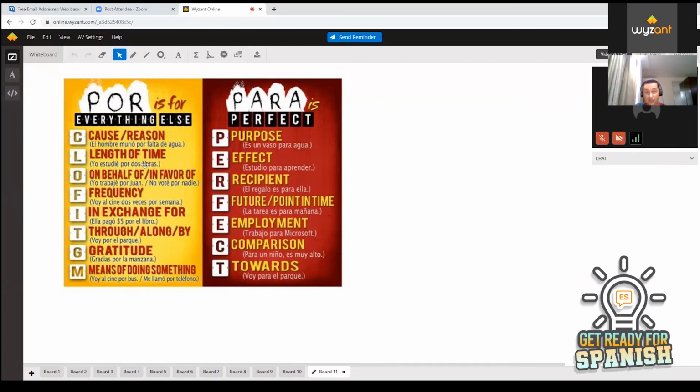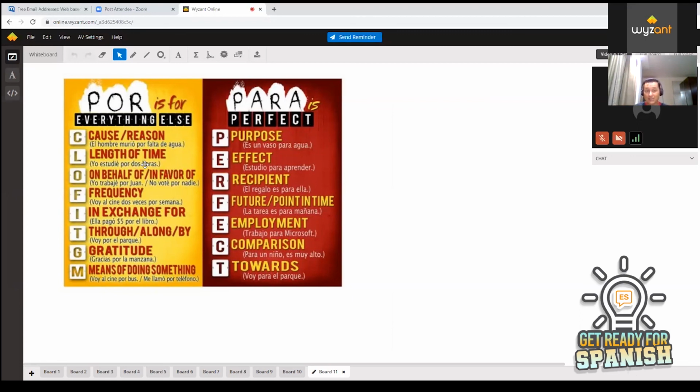But in English, it still will be for. For 2 hours, for tomorrow. For tomorrow is a point in time. Para mañana. For 2 hours is a length of time. Por dos horas. You see the difference here? You see what I'm talking about?